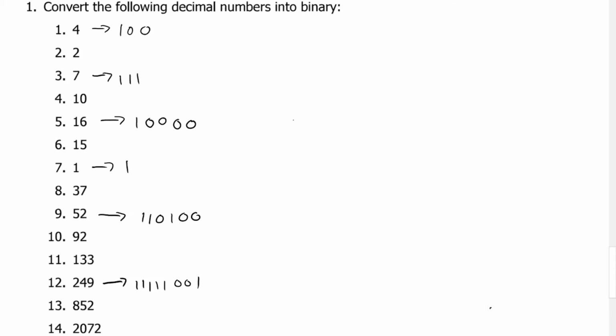I'm going to do the last one, which is 1.14. So we have 2072. Again, we just need to follow the exact same steps to get our answer. So 2072 divided by 2 is 1036, remainder 0. 1036 divided by 2 is 518, remainder 0. 518 divided by 2 is 259, remainder 0.